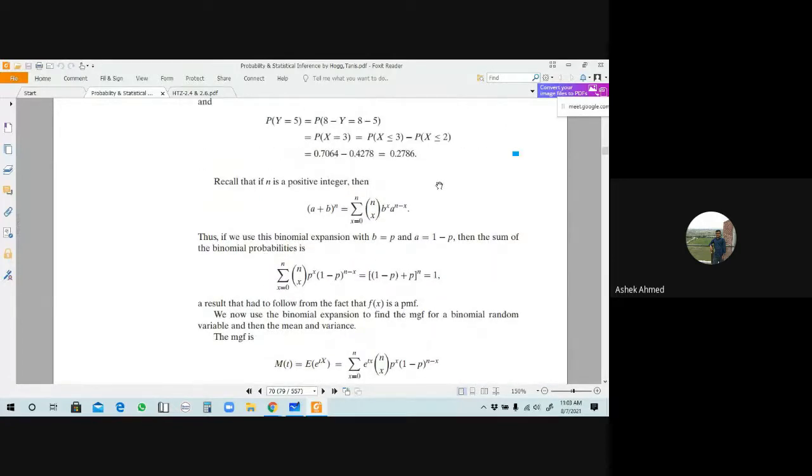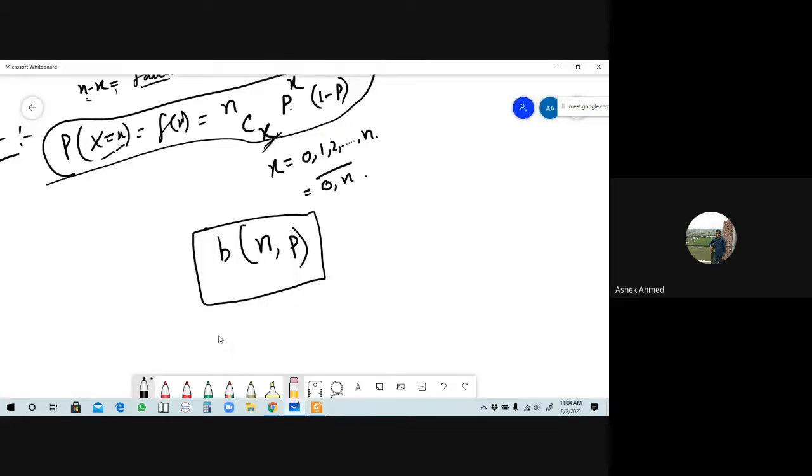Can you remember binomial expansion? Can you remember this formula? (a plus b) to the power n equals summation of x equals 0 up to n, nCx into b to the power x into a to the power n minus x. Is it right? Respond to me.